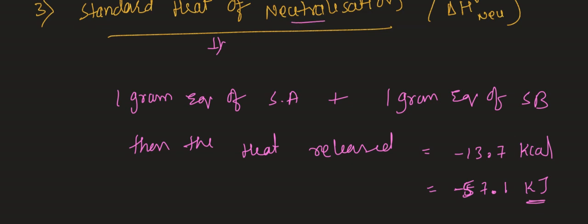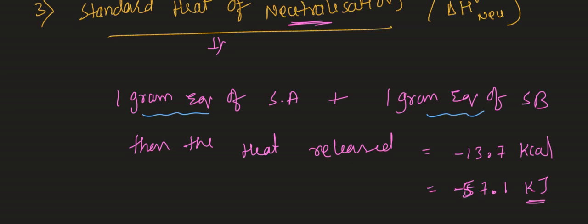So what is the meaning of neutralization? Generally, neutralization is nothing but acid reacts with base to give salt and water, right? When 1 gram equivalent of strong acid reacts with 1 gram equivalent of strong base, the heat released we call the standard heat of neutralization, and its value was found to be minus 13.7 kilocalories and minus 57.1 kilojoules.